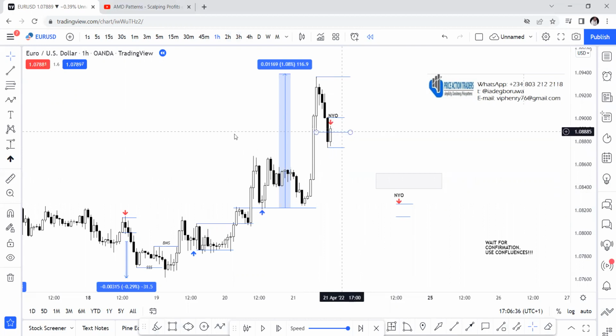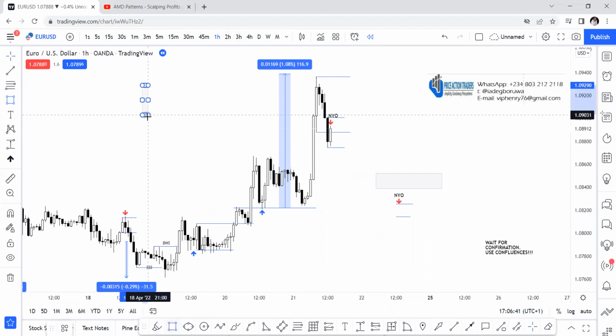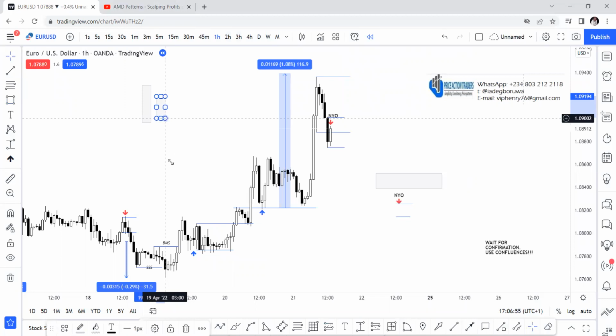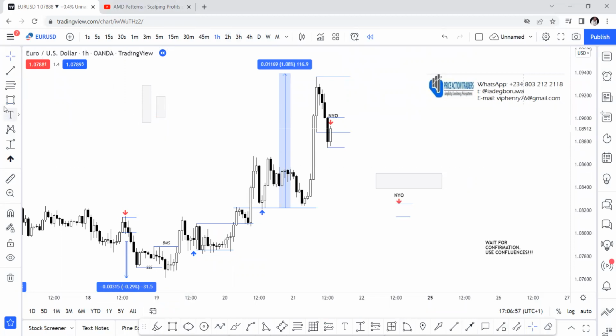What is the pattern? The pattern is this. Very simple. I'm just letting you see what I teach to my VIPs. See the pattern. This is what we are looking for.